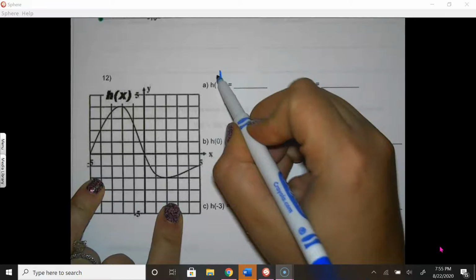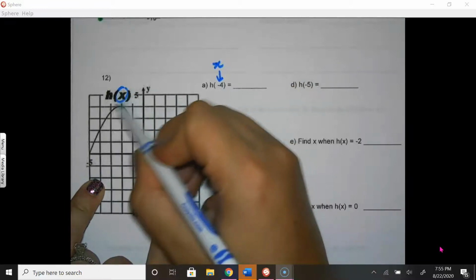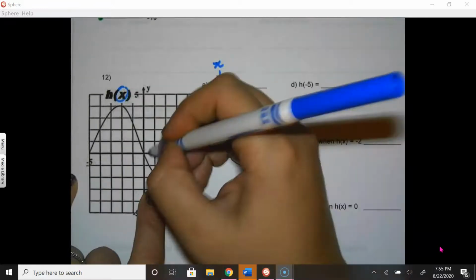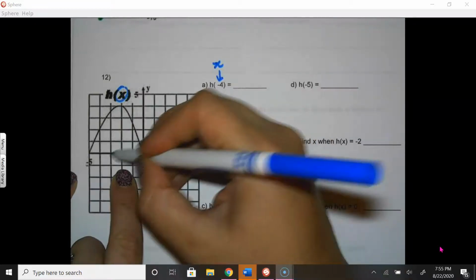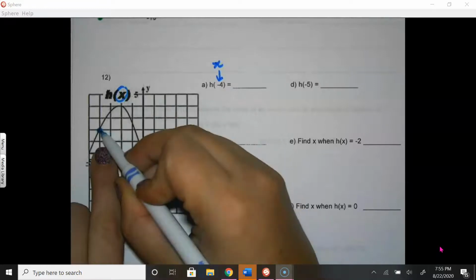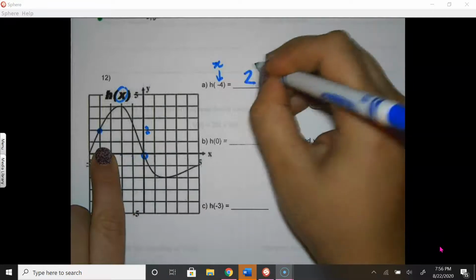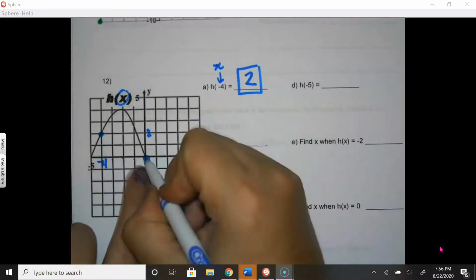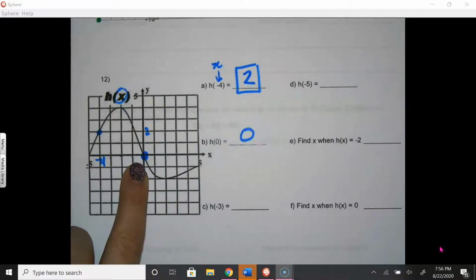Okay, so h of negative 4. So again, the number in the parenthesis represents x. This is how we know. So we're going to go to negative 4. So here's 0, the origin. Negative 1, negative 2, negative 3, and negative 4 is right here. And the y value is 2 right here. Okay, then h of 0 is right here. So the y value is also 0 there.